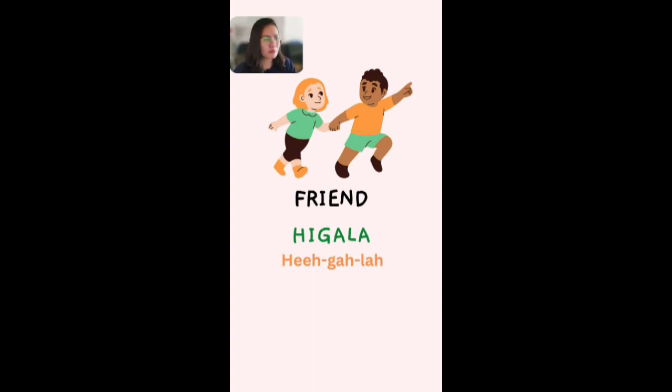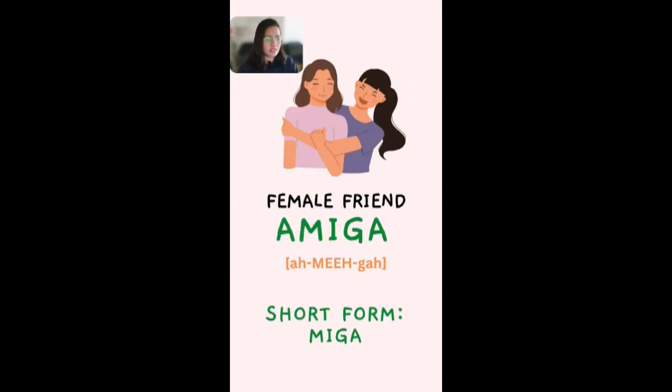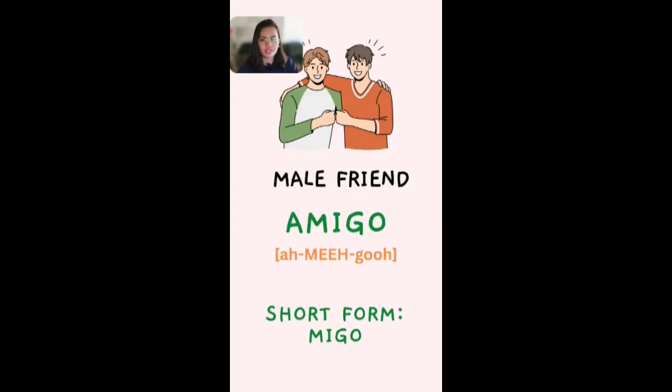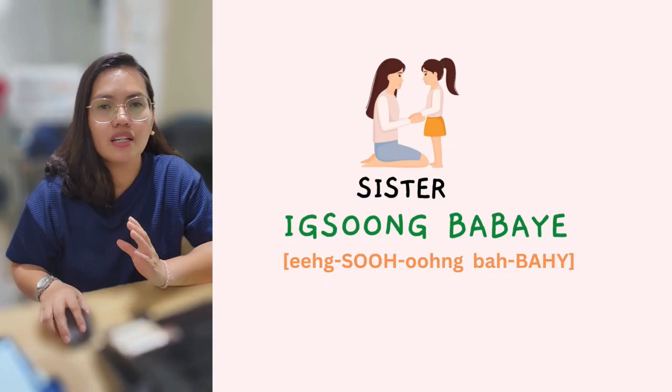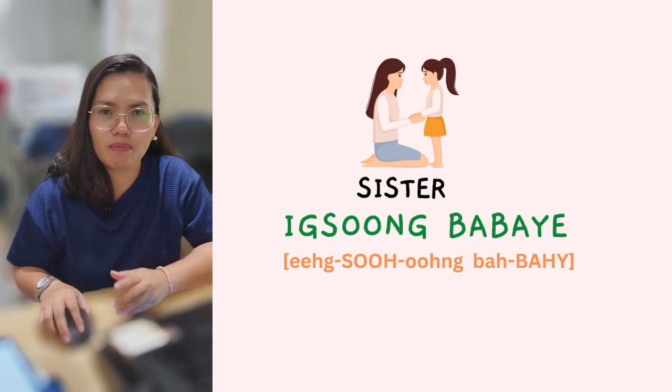Next one, we have female friend, which means amiga. The short form is miga. Next one, male friend. Male friend is amigo. The short form is migo. Okay. Sister is igsuong babae.